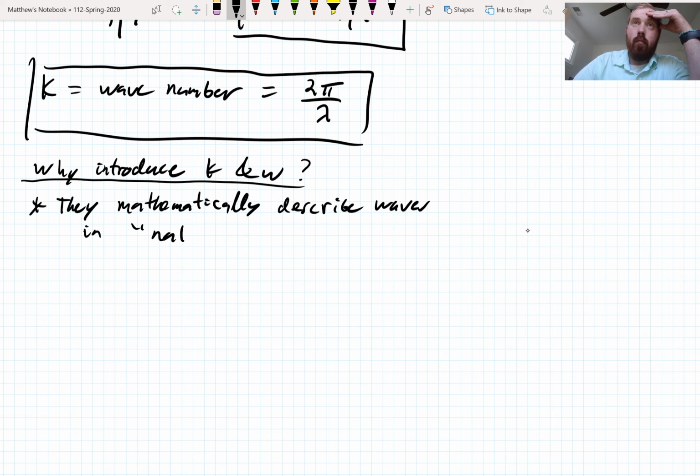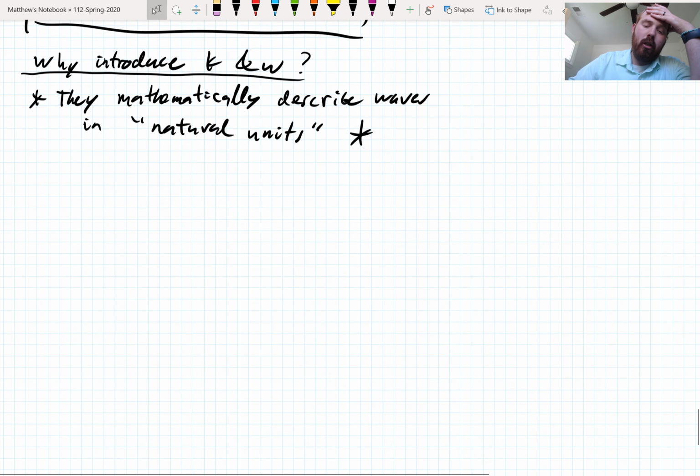They describe waves in natural units. And I do mean air quotes here, natural units. But they are the natural way to describe waves, these k's and omegas. So let's put this in some context. First, we're going to start writing functions to represent these, and we're going to do the bad case first.